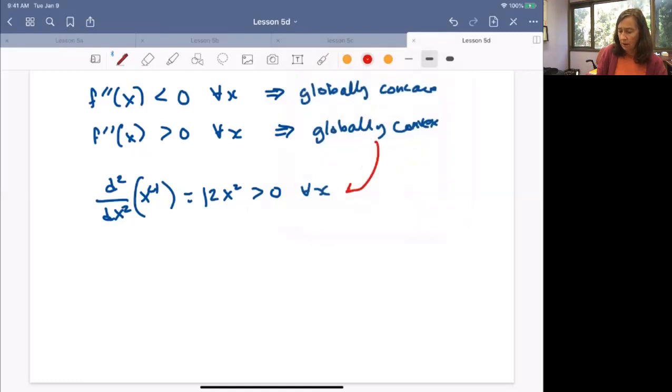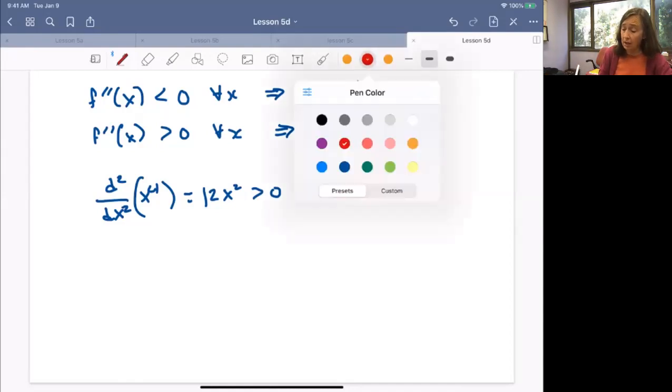globally convex. If we took the negative of the function, the second derivative of negative x to the 4th power would be negative 12x squared. It would be negative for all x, so it would be globally concave. Lots of functions aren't globally concave or convex. Some of them change their concavity.